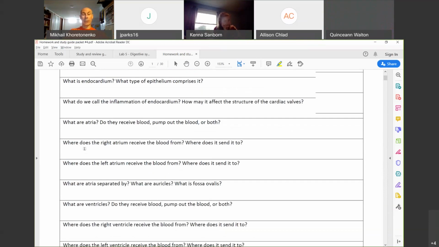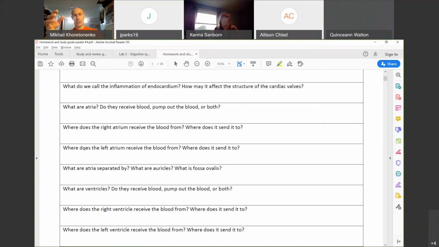So, blood flow through the heart. Okay, let's go over it once again. The right atrium receives deoxygenated blood from the systemic circuit, from the vena cava. It pumps it through the tricuspid valve into the right ventricle. The right ventricle pumps the blood into the pulmonary trunk through the pulmonary valve. From the pulmonary trunk, blood enters the pulmonary arteries.